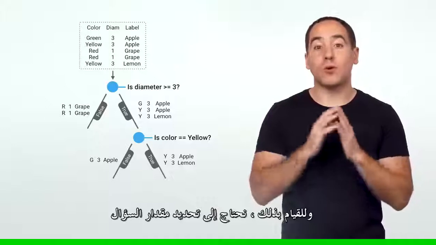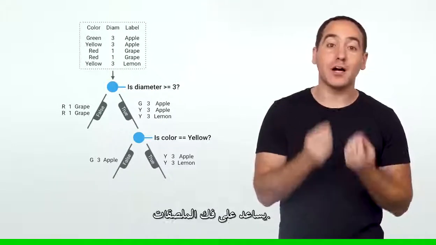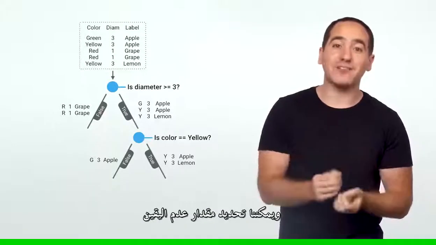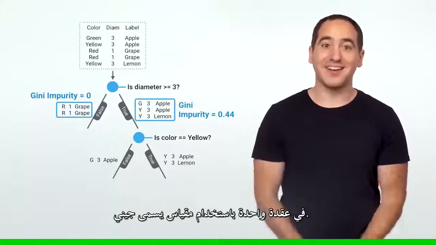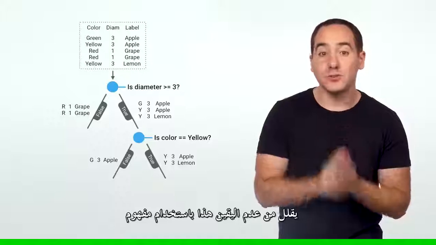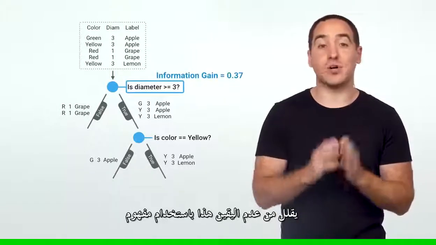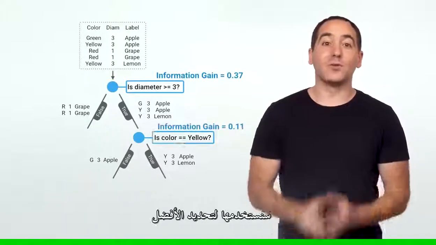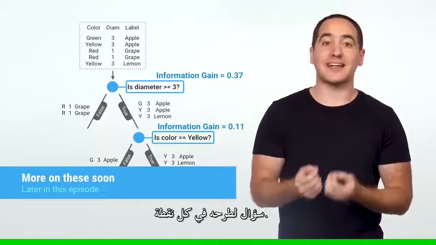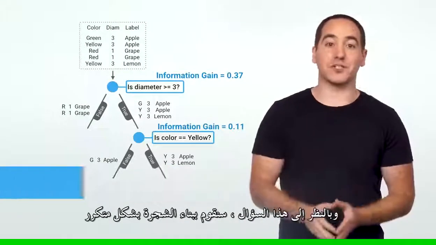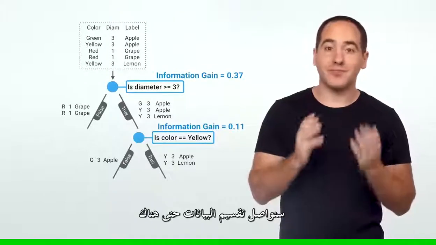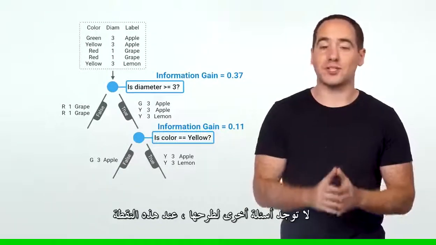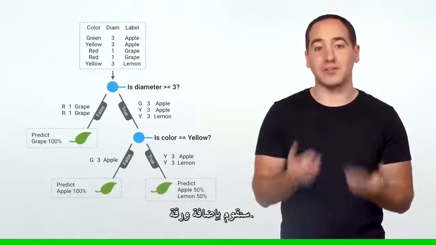And to do that, we need to quantify how much a question helps to unmix the labels. And we can quantify the amount of uncertainty at a single node using a metric called Gini impurity. And we can quantify how much a question reduces that uncertainty using a concept called information gain. We'll use these to select the best question to ask at each point. And given that question, we'll recursively build the tree on each of the new nodes. We'll continue dividing the data until there are no further questions to ask, at which point we'll add a leaf.